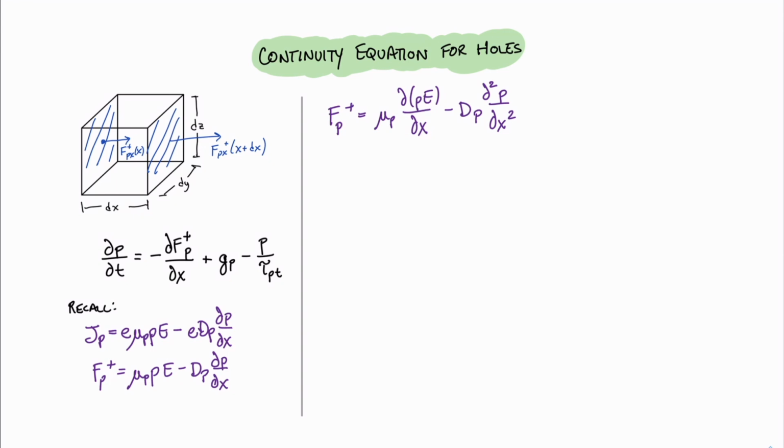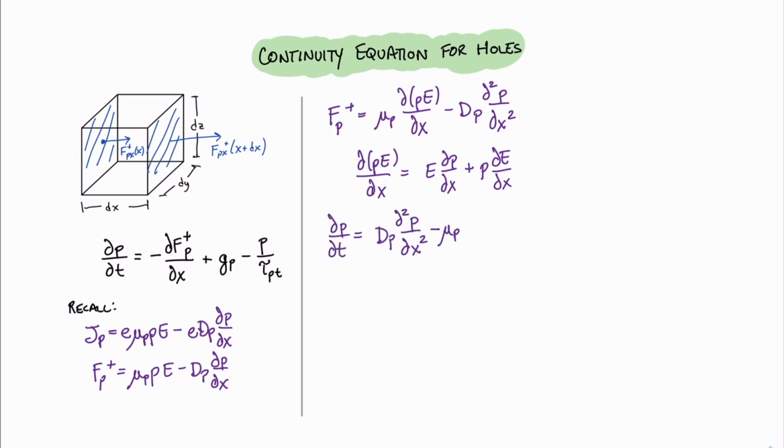So we can say that the dpE/dx term is equal to the electric field times dp/dx plus p dE/dx, using the chain rule. Now that we have our flux term and we have our expanded first term, I think we're ready to start plugging this back into our continuity equation.